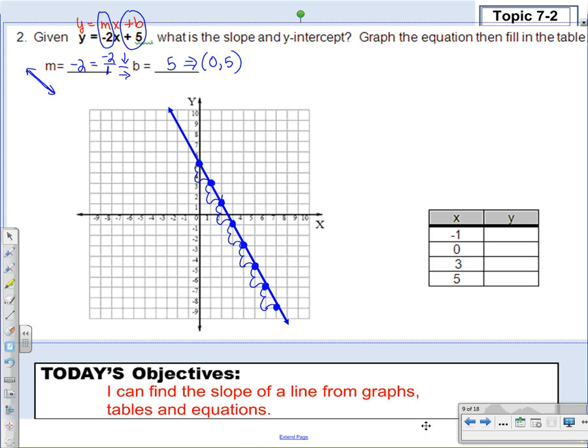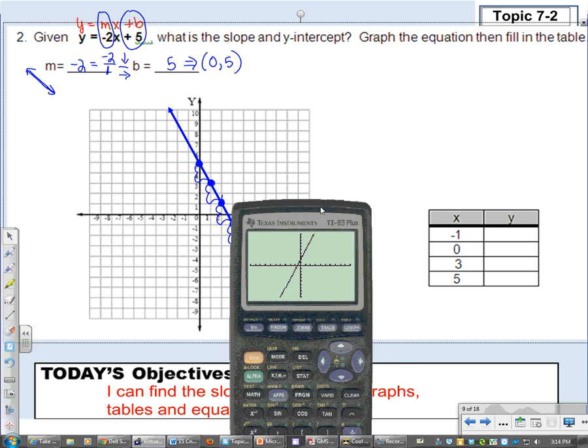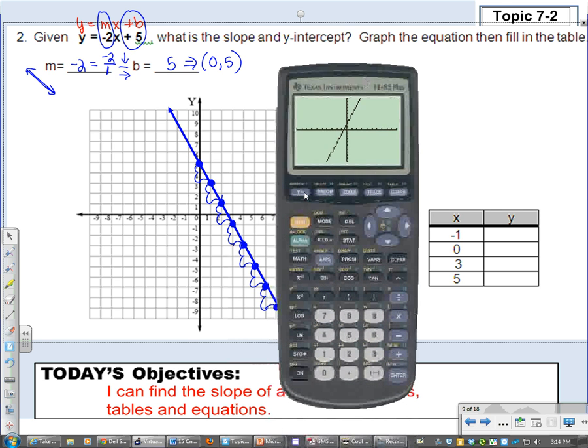Now we can use our calculator to check to see if we graphed it correctly and also to fill in our table. So let's first check to see if we graphed it correctly. Go back to y equals. This time we're typing in -2x and then +5. Hit the graph button. I do have a graph that is decreasing. I do see the y-intercept is somewhere at the top. It's very hard to read those tick marks, so that's when we're going to go to our table.